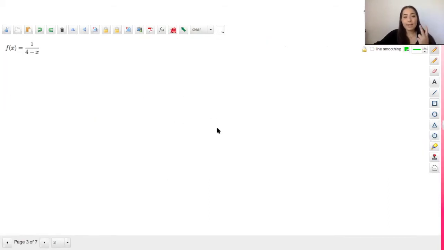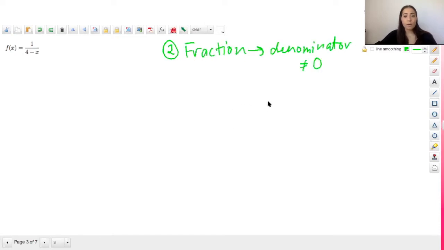Okay, so the second thing to consider when determining the domain in the algebraic form is to check whether or not your function exists as a fraction. So this function exists as a fraction, so it's 1 over 4 minus x. The restriction on a fraction is that the denominator cannot equal 0. So this is the second rule. That's the restriction, and that's what's going to help us determine the domain of this function.